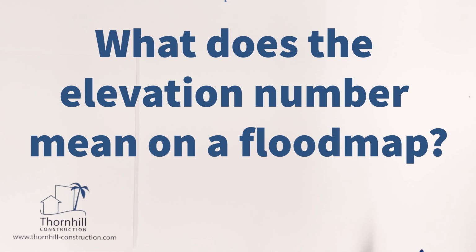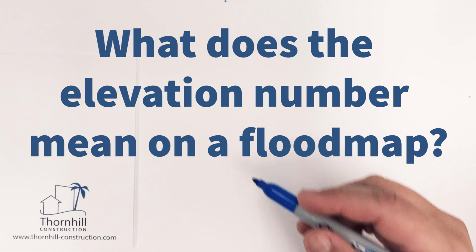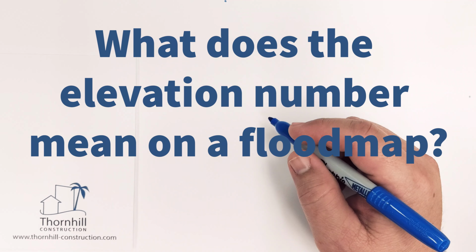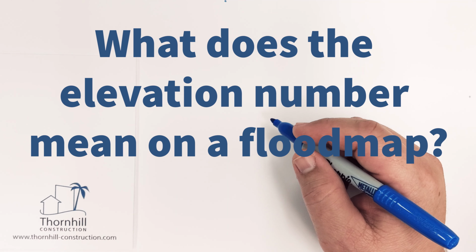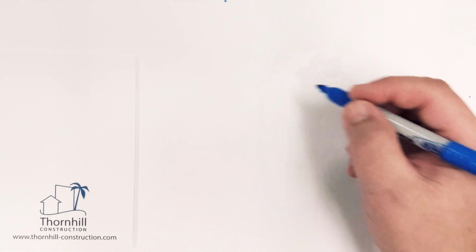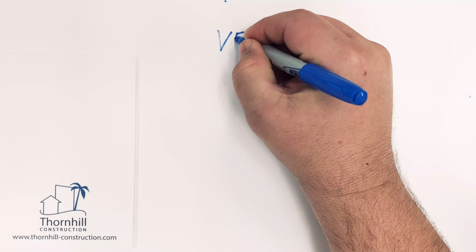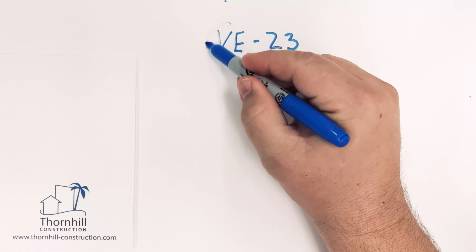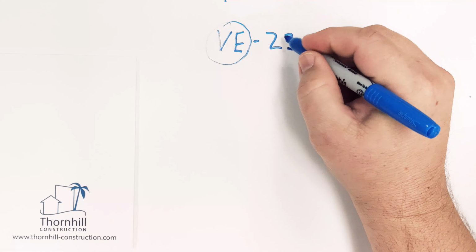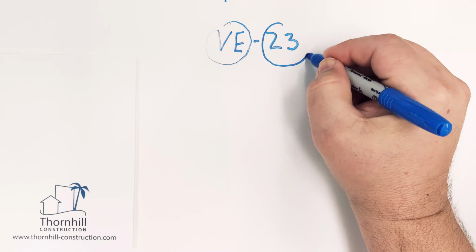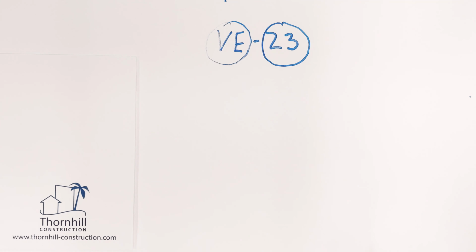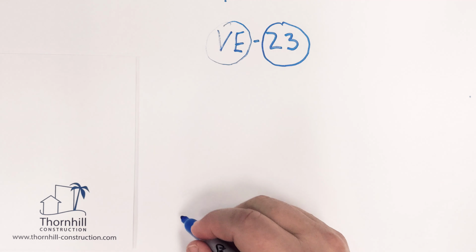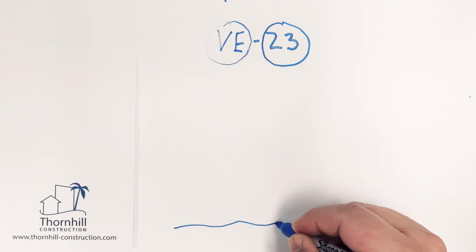We're addressing some of the questions we get often on the website, and one of those is, what does the elevation number mean on my flood map? So you'll see people with VE 23, and that's common. This is the velocity zone, and then this is that magic number everybody has questions about. That references the actual elevation. So how high is my house going to be?